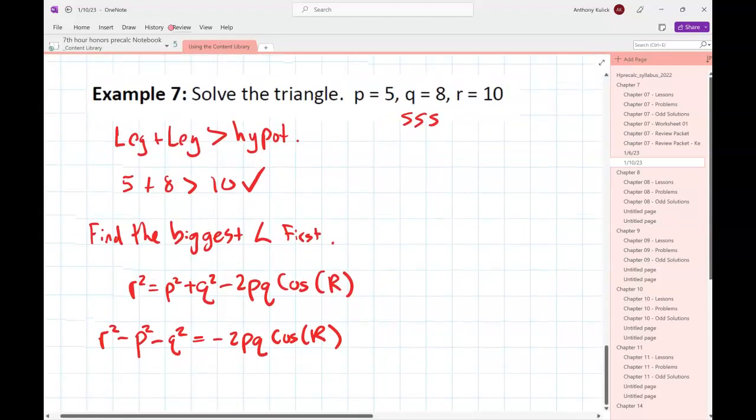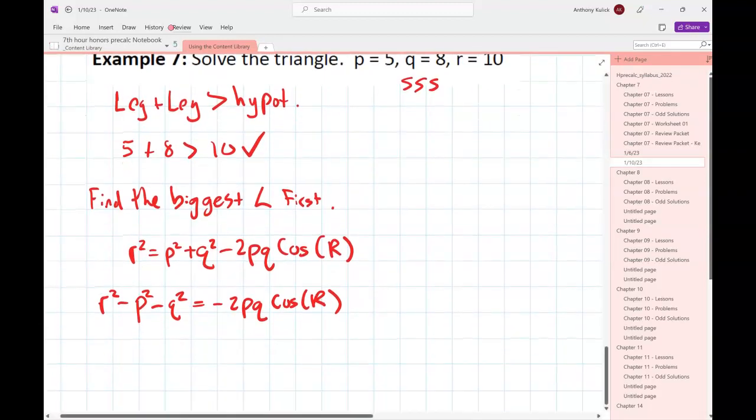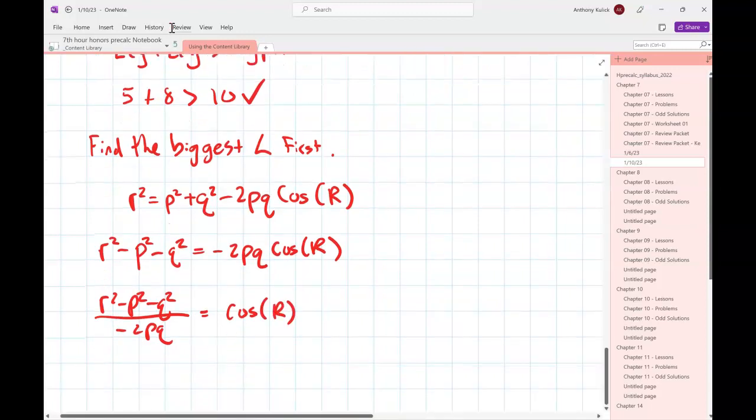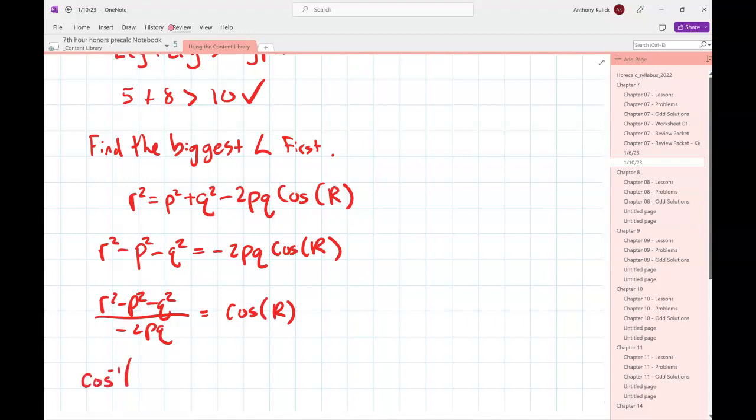Then what? Divide by negative 2PQ. Excellent. And then to get rid of the cosine R, we do? Yeah, cosine inverse. Great.